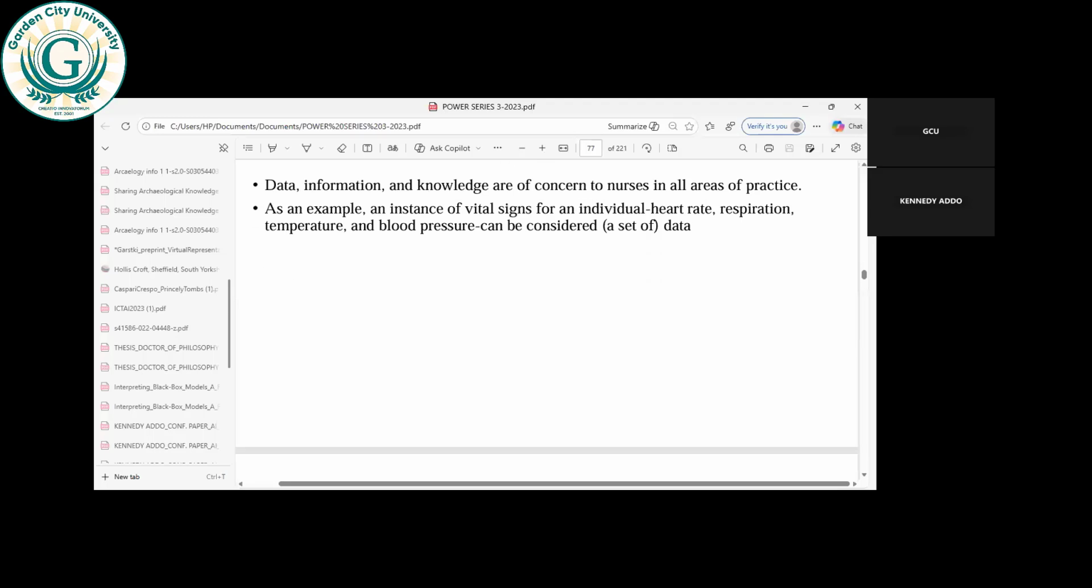Now let's look at the linkages between these. Data, information, and knowledge are of concern to nurses in all areas of practice. As an example, an instance of vital signs for an individual: heart rate, respiration, temperature, among others. How do you contextualize this in terms of the relationship among data, information, and knowledge? How then do you have raw data being transformed into meaningful information? Then how also do we, in the same context, see knowledge? Is the picture quite clear to you?